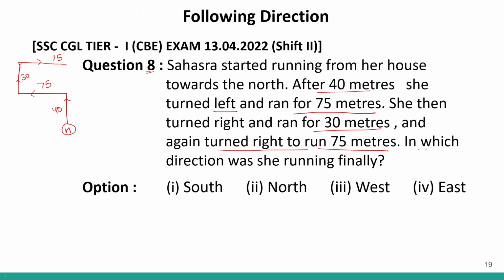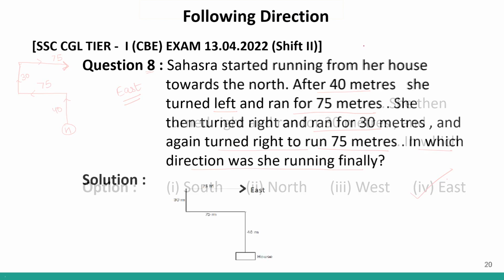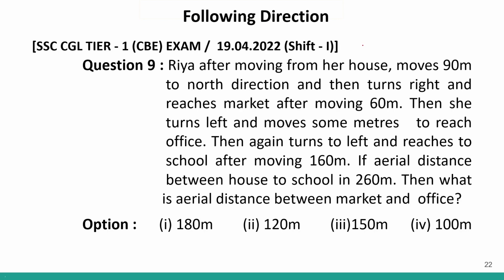Over here. Then we have to find out in which direction was she running finally. So this is the direction towards which she is running. And this direction is which direction? This is clearly east. So our answer will be option number 4, east. So this is the solution.